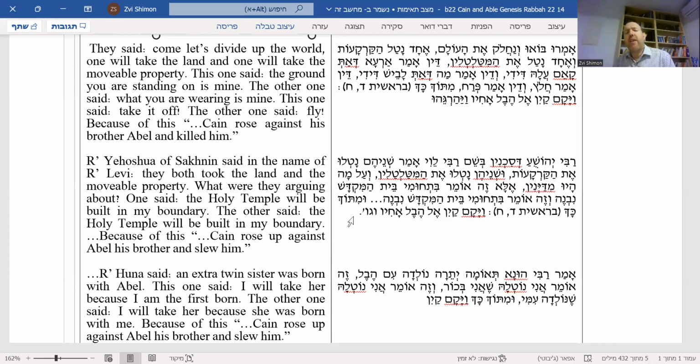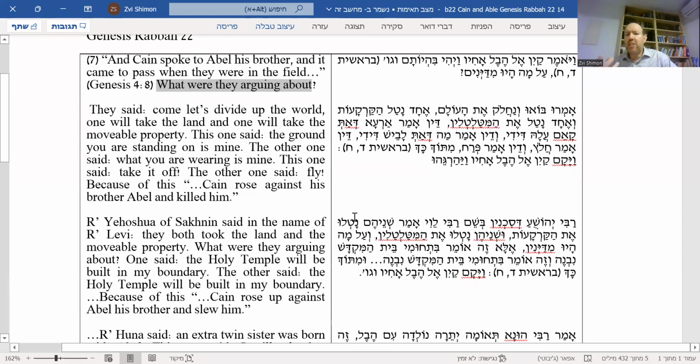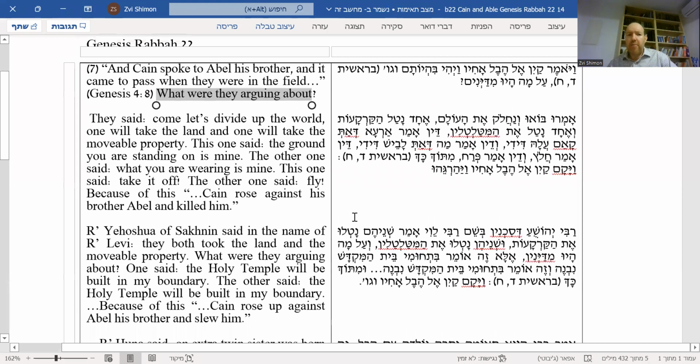But all three, I believe, are not really simple readings. They are all homiletical and add information. And in fact, I wouldn't call them pshat, simple readings, because not only do they add information that's not written, but also the actual question that they ask, I think, is not the correct question to ask. Because the rabbis here are asking, what were they arguing about? What did Cain say to Abel?